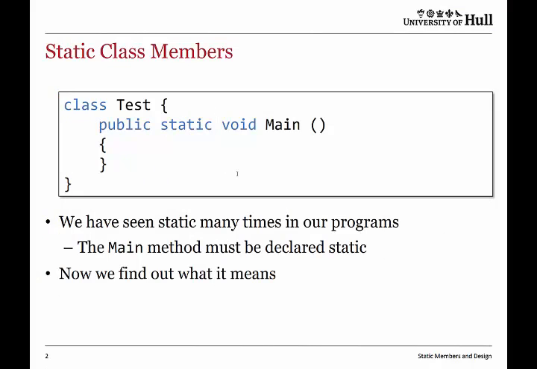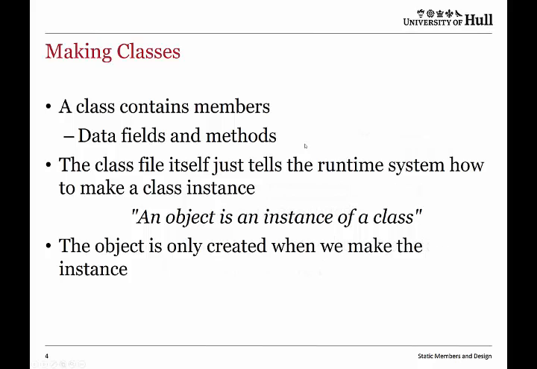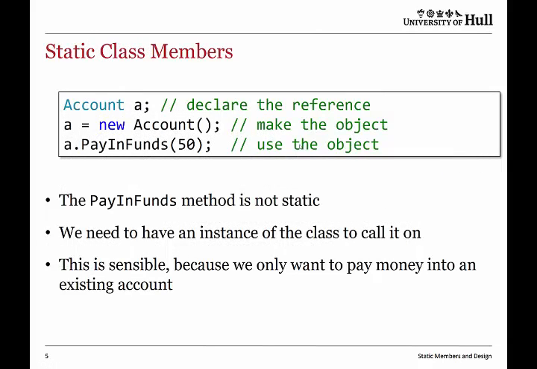Let's go forward by thinking about intent. Why on earth do we do this? We make classes using new. We're quite good at this. The pay in funds method can't be static because it's part of the account class and it pays in funds, okay? The first thing pay in funds would want to do is touch the balance, and the balance exists for every single instance, and therefore pay in funds can't be static, correct?